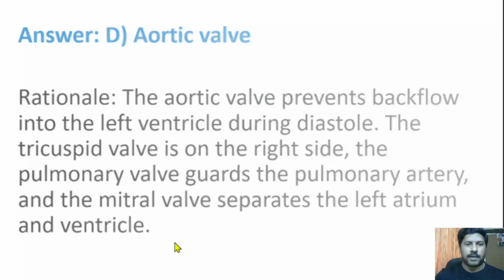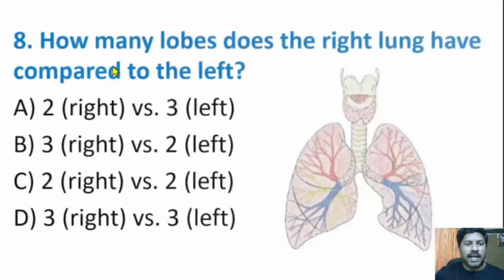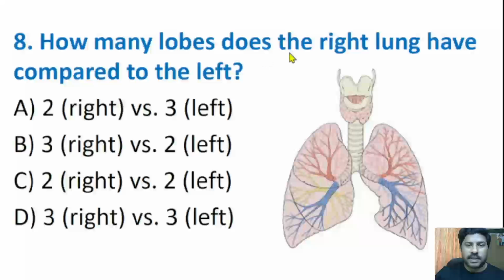Eighth question. How many lobes does the right lung have compared to the left? Option A, 2 right side versus 3 left side. Option B, 3 right side versus 2 left side. Option C, 2 right side versus 2 left side. Option D, 3 right side versus 3 left side. So here the correct answer is option B.